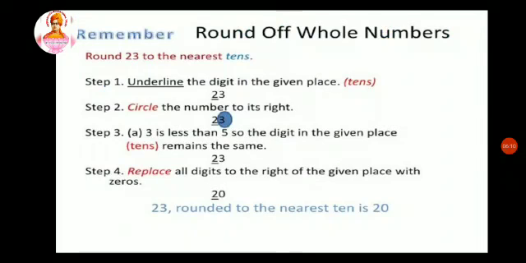For example, here I have the number 23. I am going to round 23 to the nearest tens place. So I underline the number 2 because it is in the tens place. Then I check the number 3. 3 is less than 5. So I change that number to 0. So if I round 23 to the nearest ten, it will become 20.